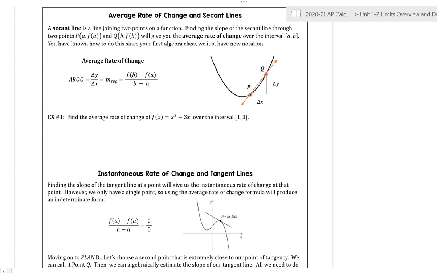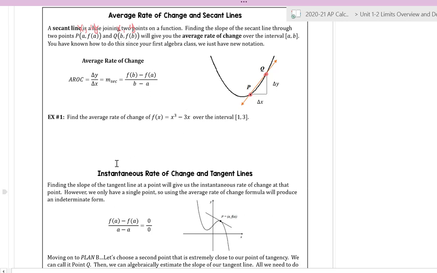Now when I'm plugging this in, let's say the point P, let's call this A and f of A. Remember that f of A is a fancy version of y, and A is a fancy version of x. The same thing here for point Q, another fancy version of x and y. If our input is B, our output is the function with regards to B. So really what I'm saying here is y2 minus y1 over x2 minus x1.